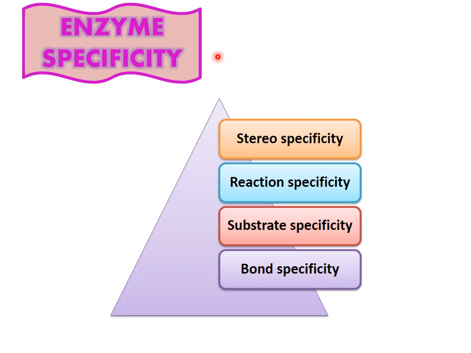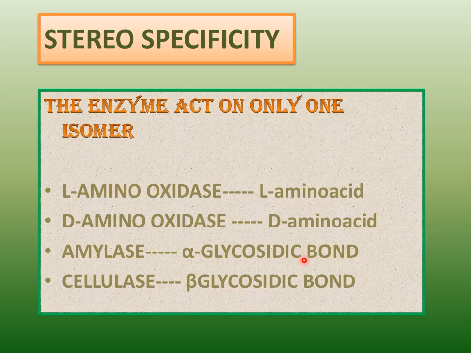Now the second topic is enzyme specificity. Enzyme specificity is of four types: stereospecificity, reaction specificity, substrate specificity, and bond specificity. Some also include bond specificity in the type of substrate specificity. Now we go through all four types. Stereospecificity: stereo refers to the two isomers, which are known as stereoisomers.